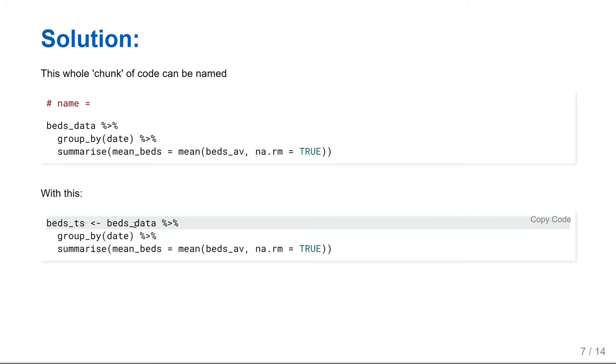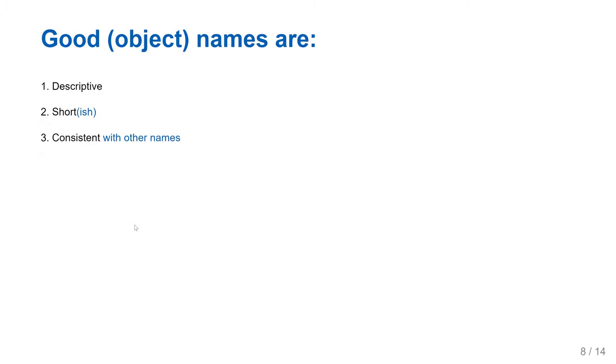And then you can use the beds.ts within your ggplot. Hopefully that makes sense. And this goes back to naming conventions. When you're naming a new object, it's always good to make sure that it's descriptive. Thinking about your colleague that has never seen your code before, they see an object called clean data. They're like, oh, okay, this data set is probably the clean one. But it should also be good to be descriptive.